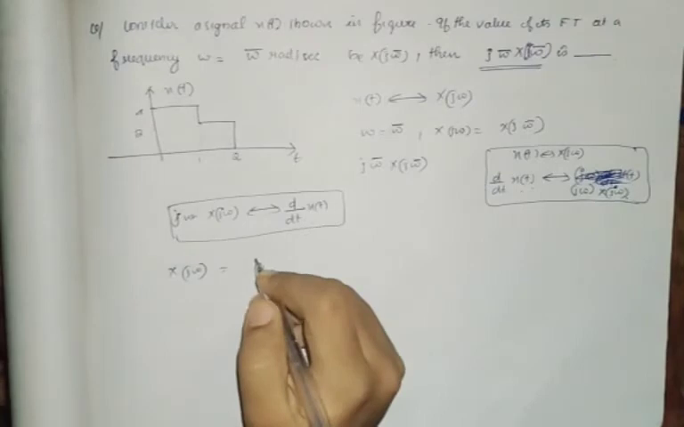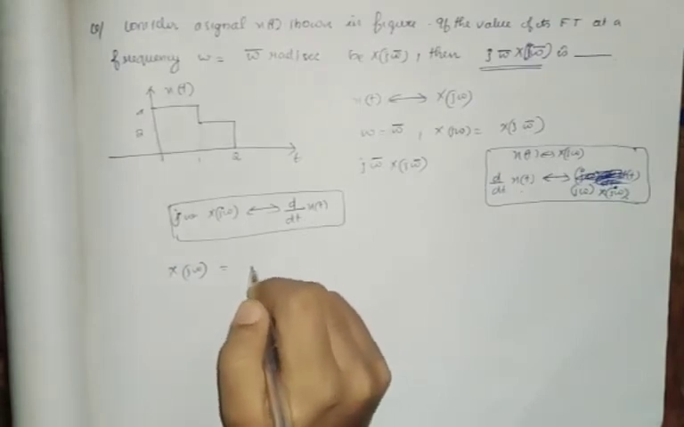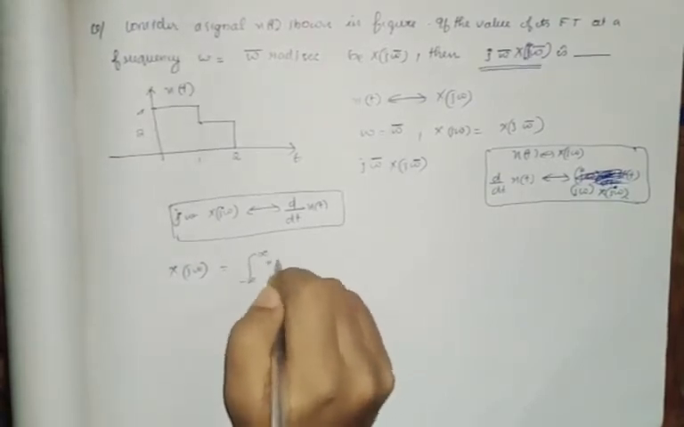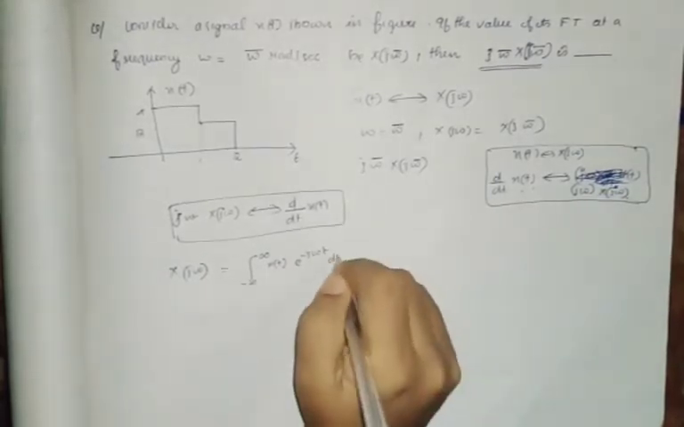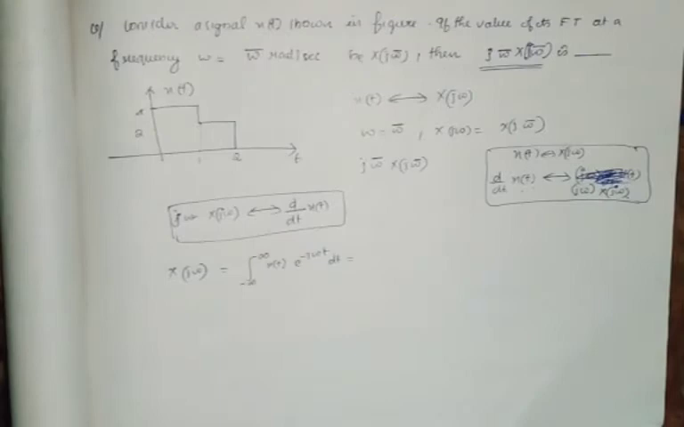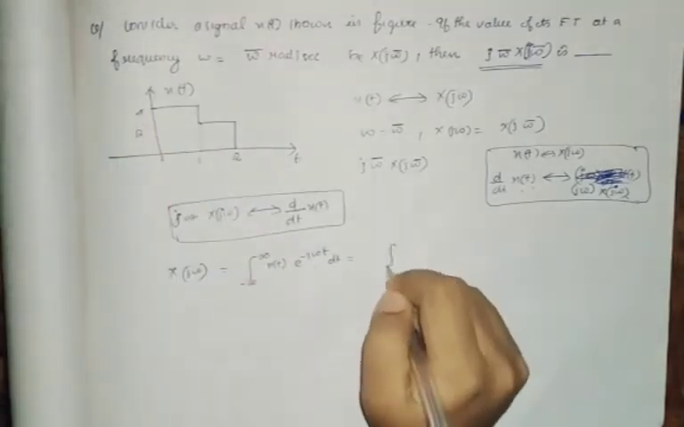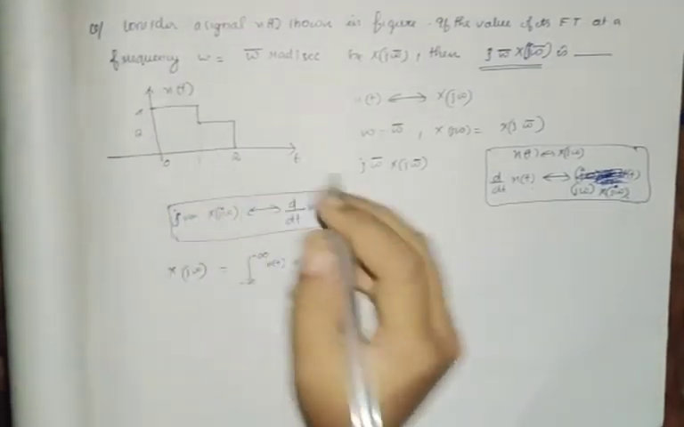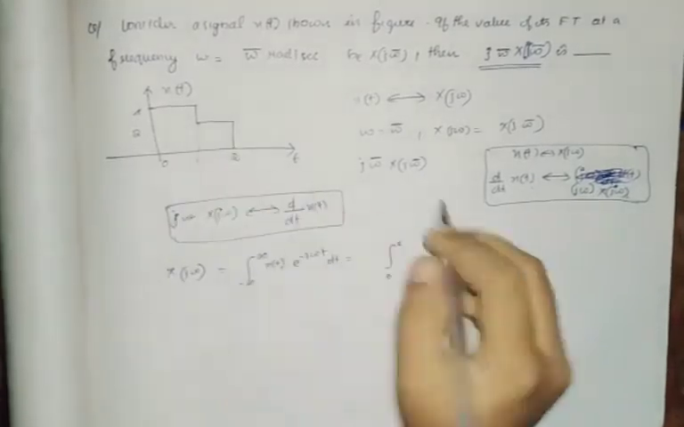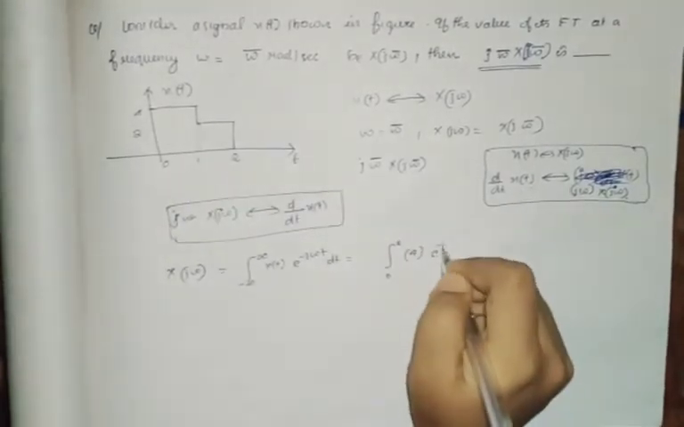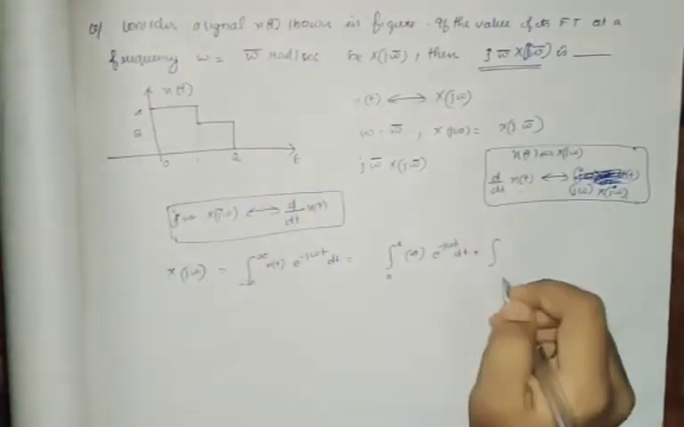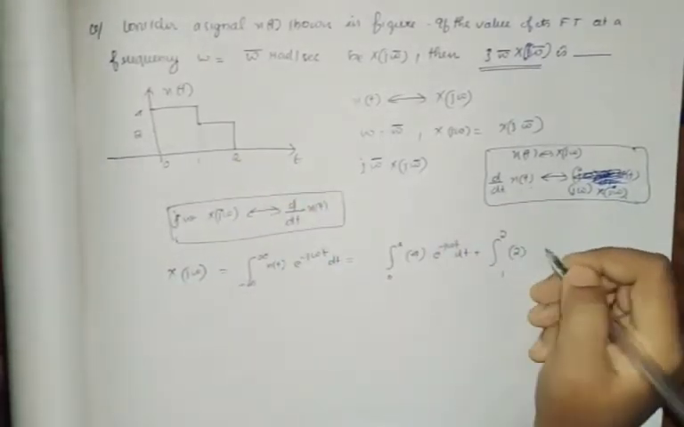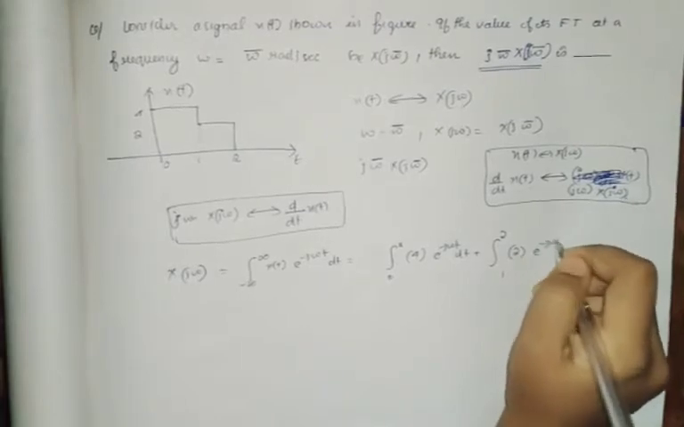To find the Fourier transform of a particular signal, the formula is the integral from minus infinity to infinity of x of t e raised to minus j omega t dt. So likewise, we do that for our x of t. That is the integral from 0 to 1, where x of t is 4, so 4 e raised to minus j omega t dt, plus again from 1 to 2, where x of t is 2, so 2 e raised to minus j omega t dt.